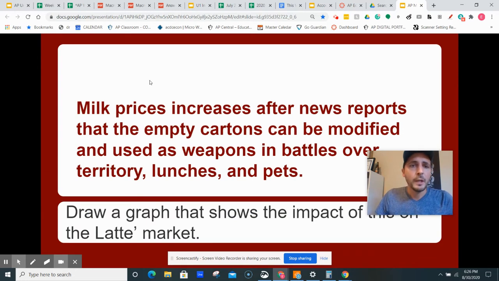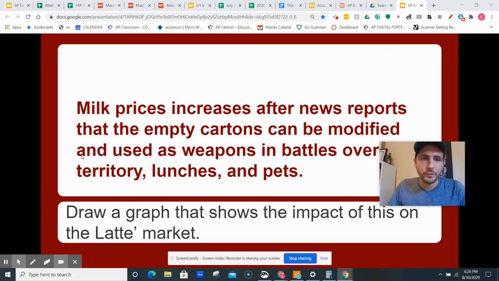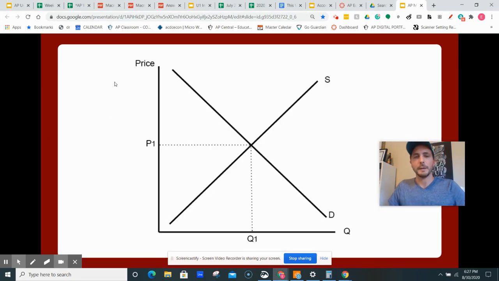Okay, let's try it out. So milk prices increase after news reports that empty cartons can be modified and used as weapons in battles over territory, lunches, and pets. Oh man. So draw a graph that shows the impact of this on the latte market. The milk prices are increasing. Just assume that milk is used in the production of lattes. Okay, let's try it out.